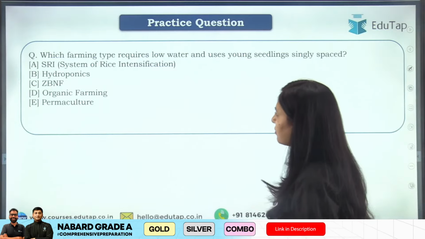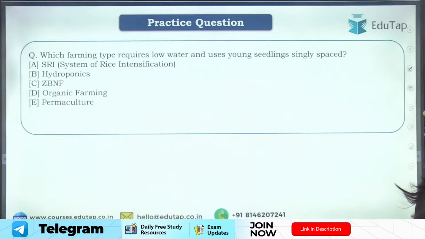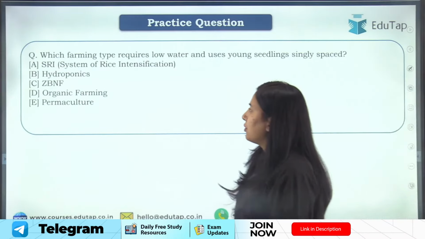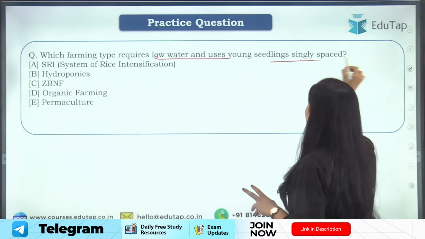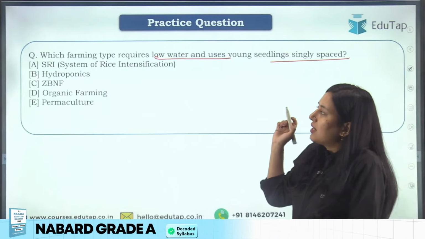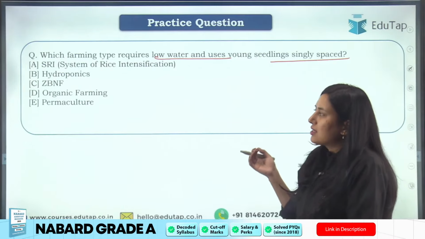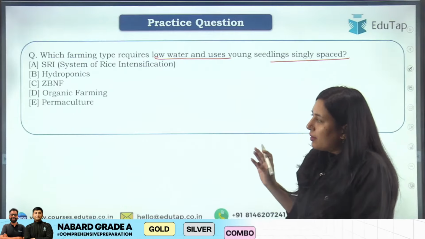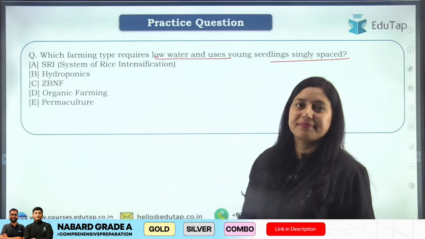Chalo, next question is, which farming type requires low water and uses young seedling singly spaced? Okay, so you have to tell me out of the given options, in which do we need less water and we grow young seedlings, and that is singly. Your options are SRI, which is system of rice intensification, hydroponics, zero budget natural farming, that is ZBNF, organic farming, permaculture. What will be the answer? Quickly give me the answer, please.